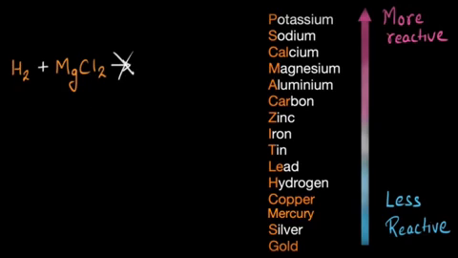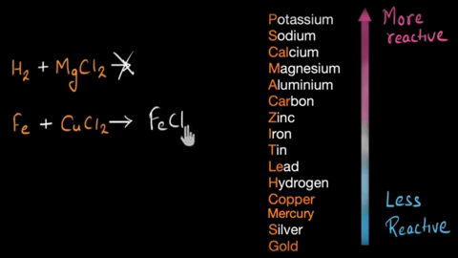Let's take another example. Here iron is reacting with copper chloride. Can you pause the video and think about what products will be formed here? Now if you have tried it, let's see. Iron is somewhere here and copper is somewhere below. That means iron is more reactive than copper. That means iron will displace copper from its compound. And finally we will get iron chloride plus copper. So here the reaction will go forward. This is how you can use the reactivity series to predict the products of a chemical reaction.